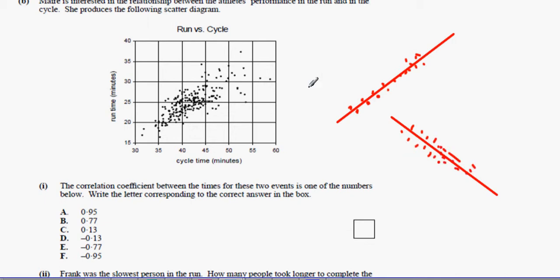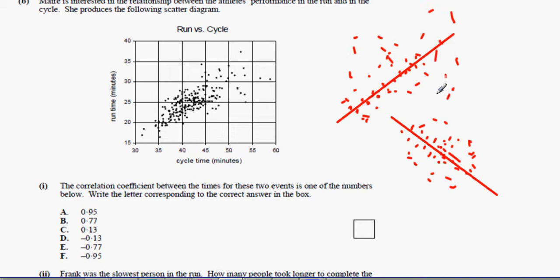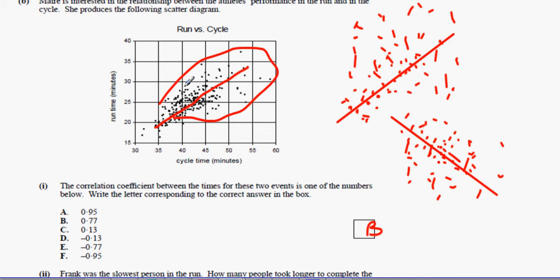Now, the difference between plus 0.77 and minus 0.77 would be this. 0.77 would have more scatter on it, as would minus 0.77, like this. And finally, 0.13 would basically have no trend whatsoever. You see that it's very hard for any correlation to be seen, same thing with minus 0.3. So I'd say 0.77 is the correct answer here, because it's a positive correlation and the spread of results is away from the middle line.